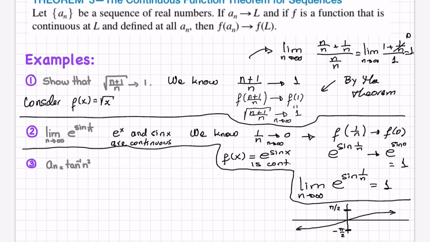So when you try to take this limit, you can take whatever this is approaching and then take tan inverse of that. That's what the theorem says, that we can do that. Okay? So we know that tan inverse of x is continuous. Continuous everywhere.